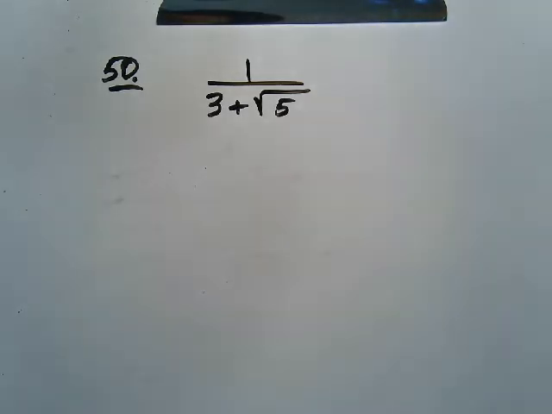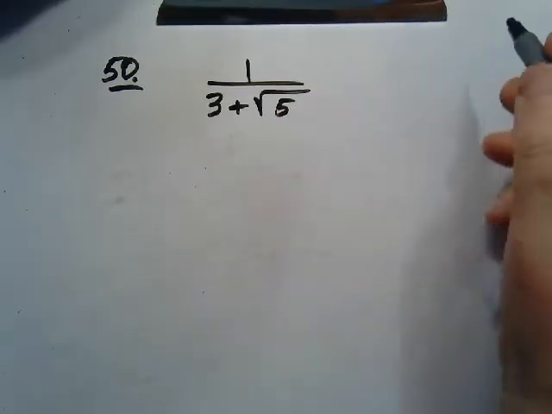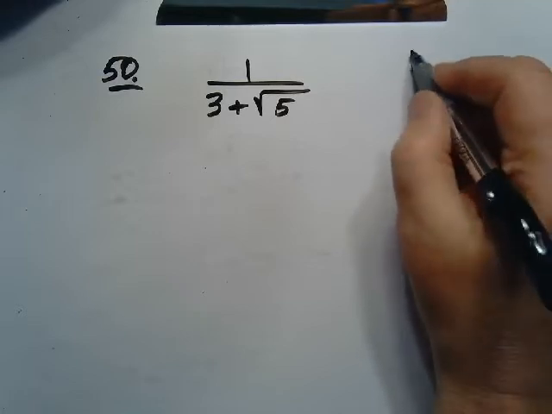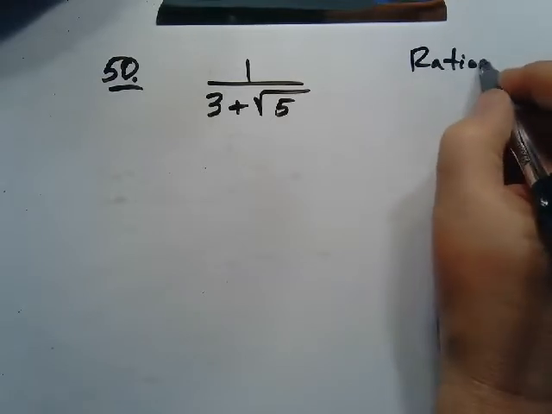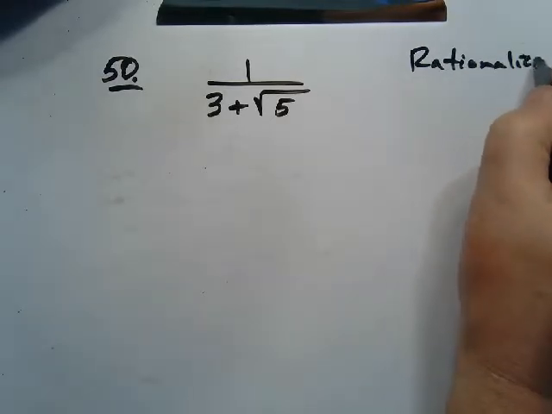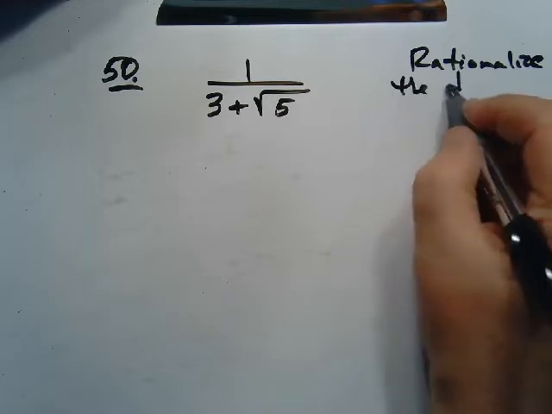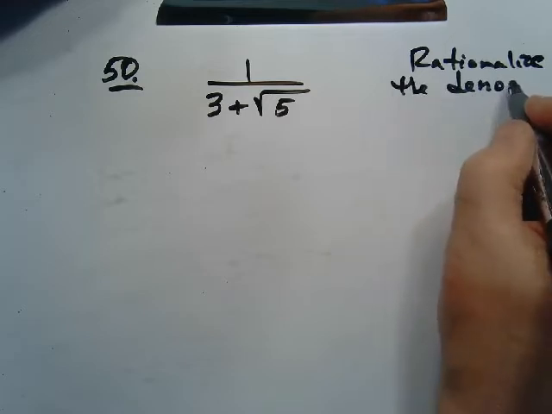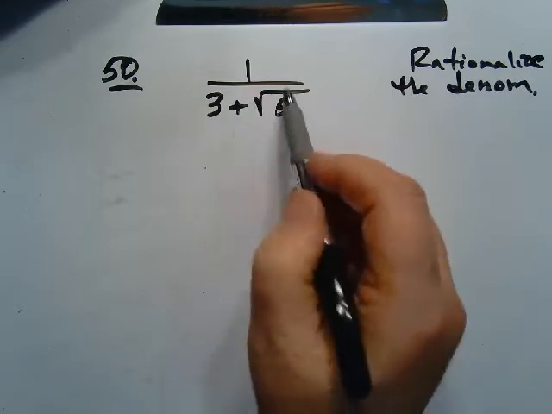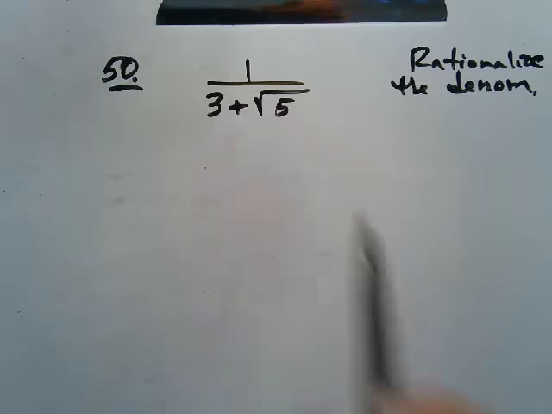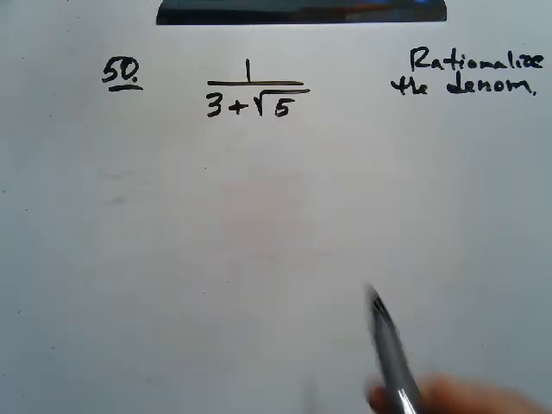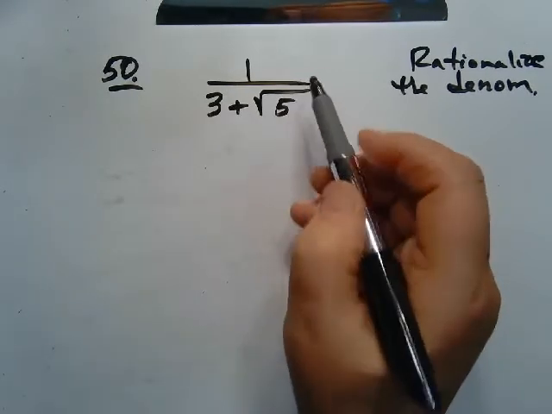All right, here's that problem where we have a radical in the denominator. And if you recall, we're not allowed to leave radicals in the denominator. And so we're going to do what we call rationalize the denominator. And that means we're going to get this so the number on the bottom does not have an irrational number. Square root of 5 is an irrational number.